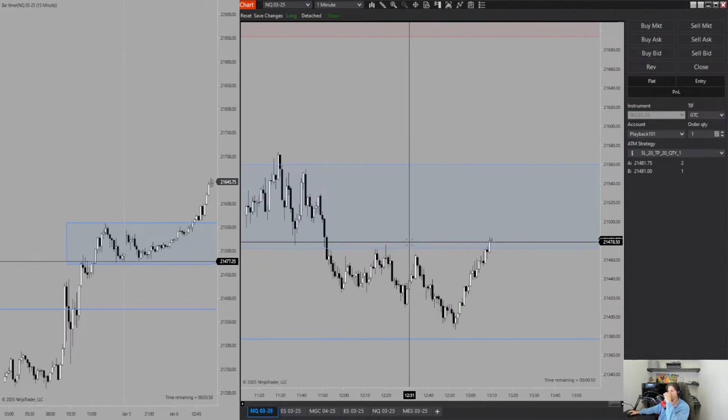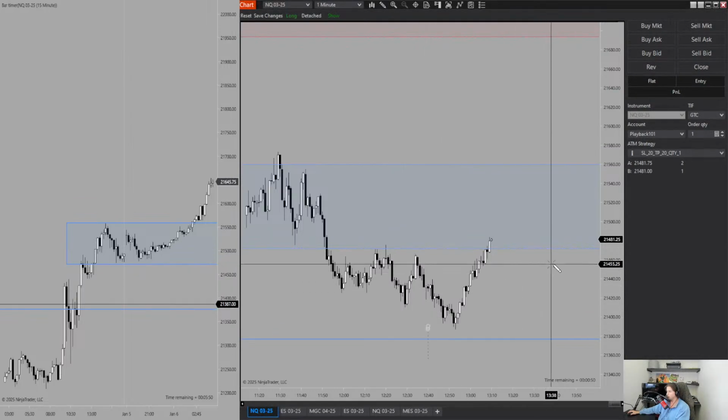All right, we broke this high. Let's see if we get a retracement back into here for another long opportunity.